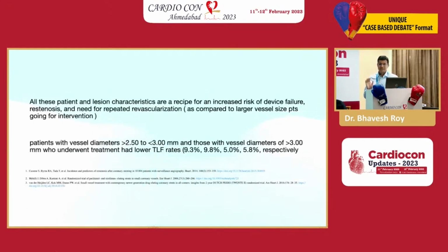All these patient and lesion characteristics, small vessel, diabetic patients, chronic renal failure, and female patients, are a risk for device failure, whatever we do. So we have to understand that if we are doing angioplasty with a 3 millimeter or 3.5 millimeter versus 2.25 or 2.5, our patient is already at a high risk for repeat revascularization. Patients with a vessel diameter of more than 2.5 and less than 3, versus those with vessel 3, have a TLF rate of 9 versus 5. A significant difference is already there.